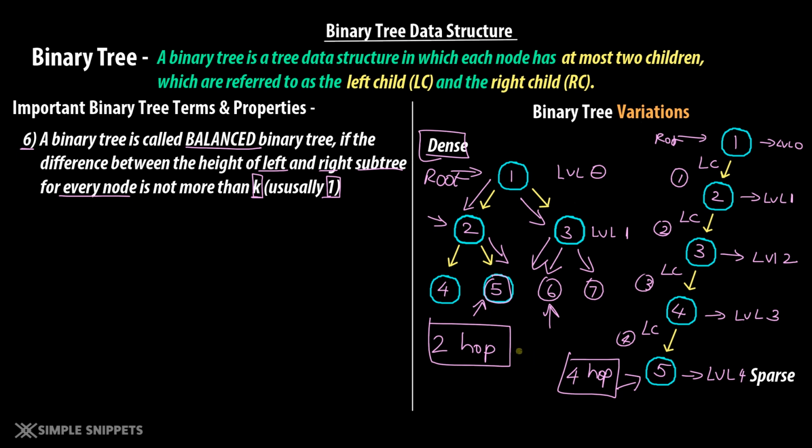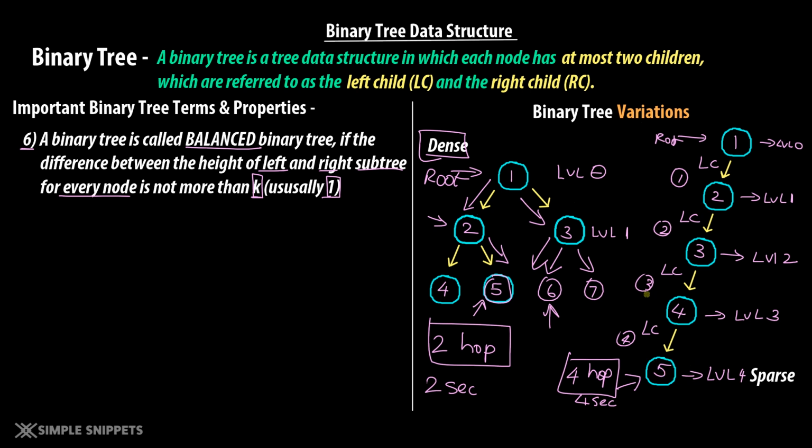So you can see that the efficiency is more in a dense tree, which means that in less amount of time, we are accessing the particular nodes. So if it took 1 second to make 1 hop, it would have taken 2 seconds in the dense tree to go from 1 to 5, and it would have taken 4 seconds, which is double the time, to access node 5 in the sparse tree.